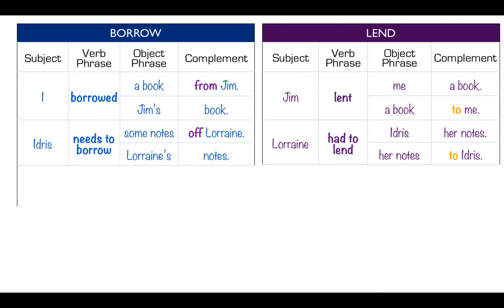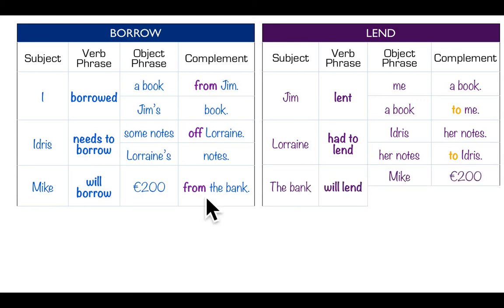Let me show you an example. Mike will borrow €200 from the bank. Here we're not going to say the bank's €200. Why? Well, although it's the property of the bank, it's not personal items, so it would be better to just do it this way. But with lend, the bank will lend Mike €200 or €200 to Mike. So lend can be used whether it's personal property or not.